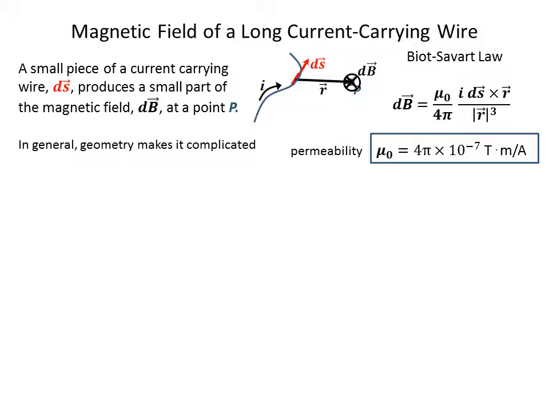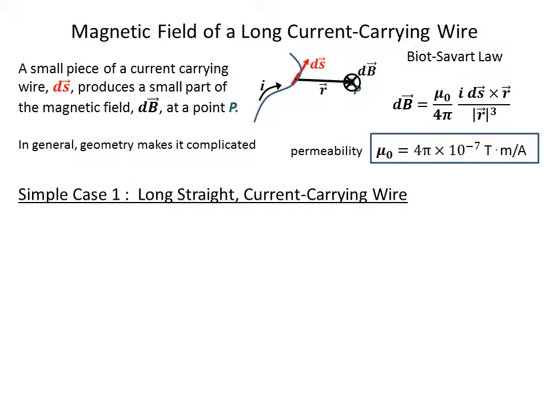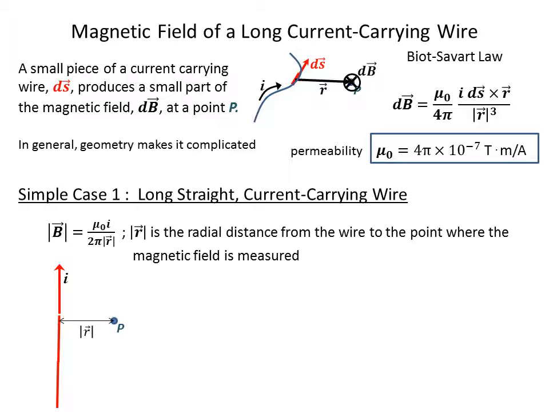In general, if you're trying to figure out the magnetic field from the whole wire, the geometry makes it very complicated. But there are some simple cases where it is easier to figure it out. One of them is a very long, straight current carrying wire. The magnitude of the field of this wire is equal to mu0 times the current divided by 2 pi times the magnitude of r, the radial distance from the wire to the point where the magnetic field is measured. The direction is again given by the right-hand rule, so that you put your thumb in the direction of the current, your fingers curl around the wire, and you get this circular pattern of the B field.